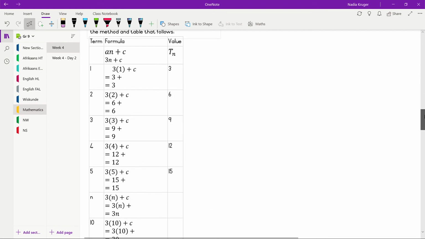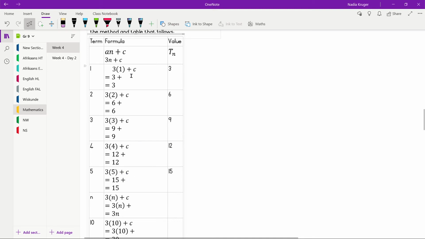Okay, step 5, work out the formula for this pattern using the method and the table that follows. I've already put in the information that we're going to need. Term number 1, An plus C. That is the general formula. We have just determined that A has a value of 3. Therefore, we take this formula and place these values in it. So we need to get to 3. 3 times 1 is 3. For term 2, 3 times 2 is 6. 3 times 3 is 9.